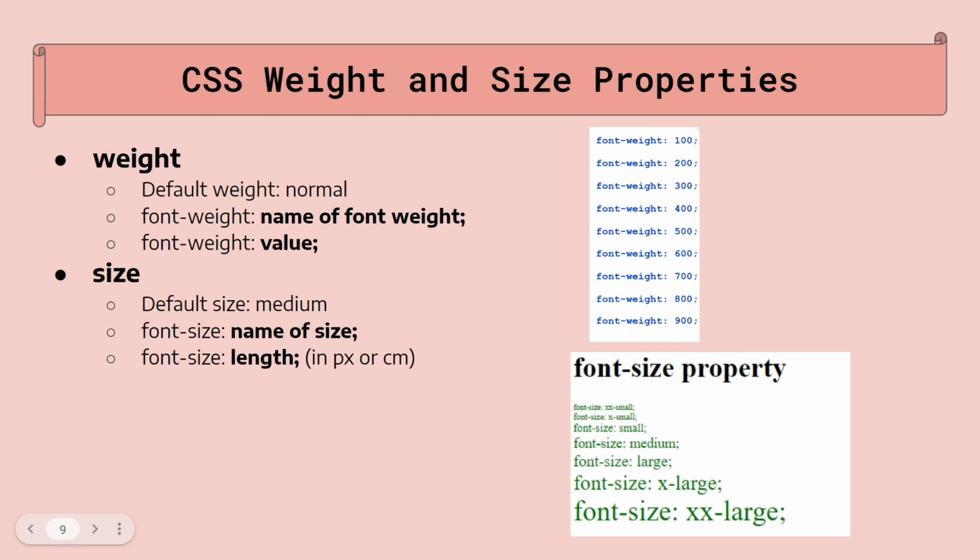Here's more on the CSS font weight and font size properties. The default font weight is normal. You can adjust the font weight by either typing in the name of the font weight, for example, bold, or you can also change it by the number of the font weight, for example, 400. For the font size property, the default size is medium. You can adjust the font size either by using the word for the size, for example, large, or by the length of the size, for example, 40 pixels.